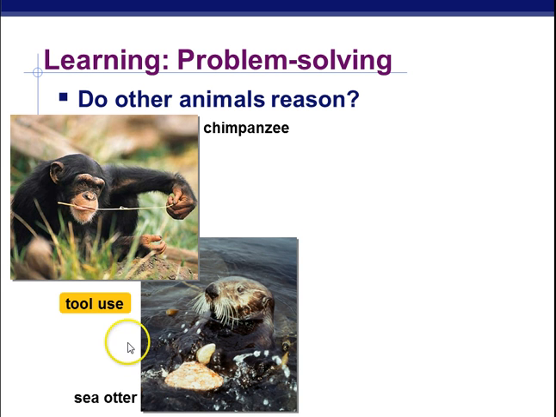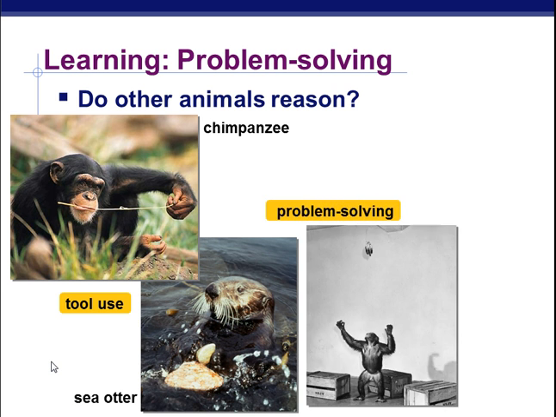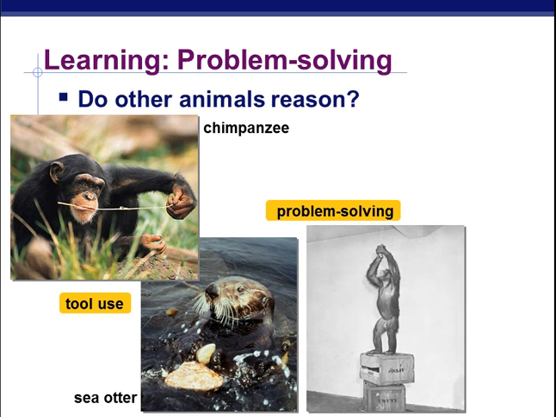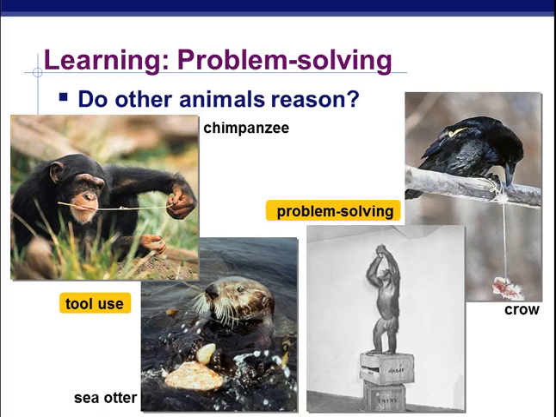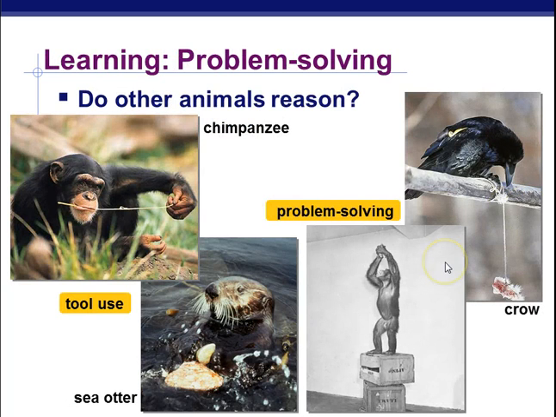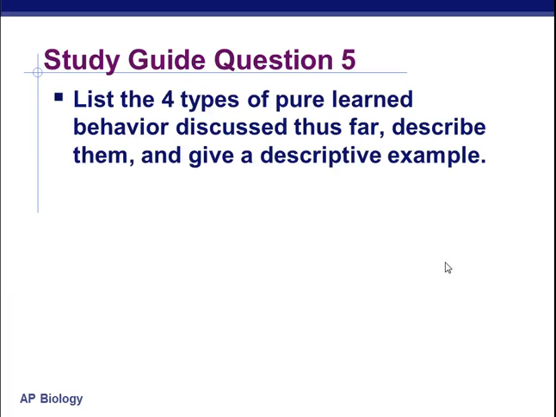The sea otter is a very crafty fella. Check out this problem solving. I love this one. So, got a small primate there. The bananas are out of reach. What's he doing? So good. The crow is actually using some string there, tying some string. So other animals can problem solve. So your fifth study guide question is to list the 4 types of pure learned behavior discussed thus far, describe them, and give a descriptive example.